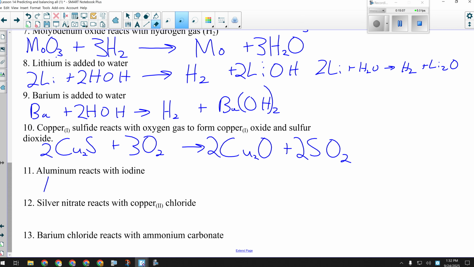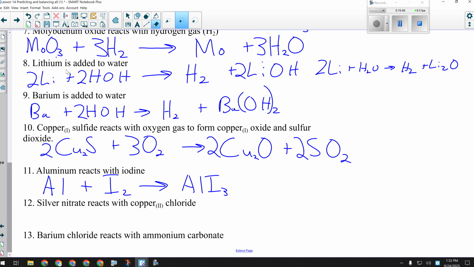All right, so we've got aluminum reacts with iodine. What do I have to remember about iodine? It's special. Okay, what kind of reaction is this? Synthesis. When I combine aluminum and iodine, I'm combining a metal and a non-metal. What kind of compound do I get? Ionic. What do I have to do with it? Aluminum is a 3+, iodine's a 1-.